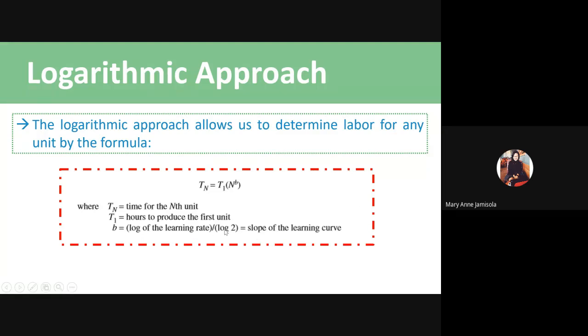Logarithm of the learning rate over logarithm of 2. That is our b. Okay.